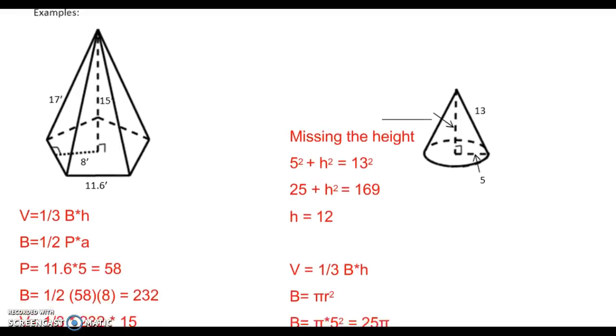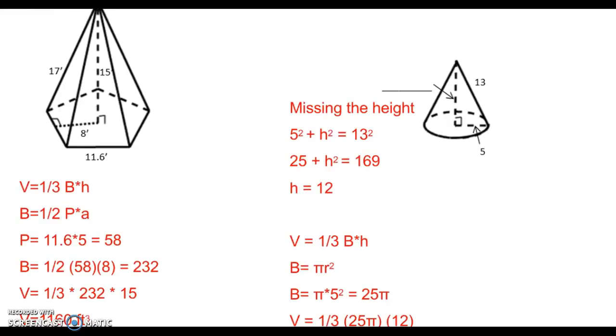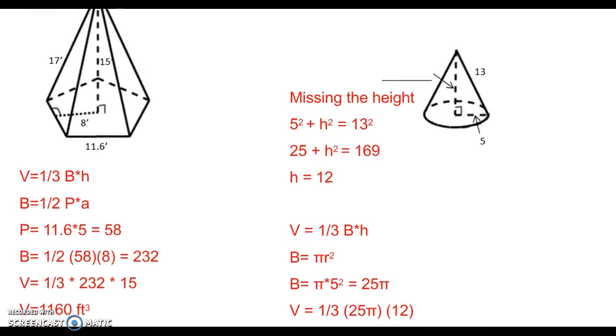Well, my base formula is 1/2 PA because it's a regular pentagon. Plug in the things I know. I get that the perimeter is 58, so my base is 232. Plug in for capital B into the volume formula, and my H, which of course is perpendicular to the base, so that 15, 1/3 times 232 times 15 to get me a volume of 1,160.